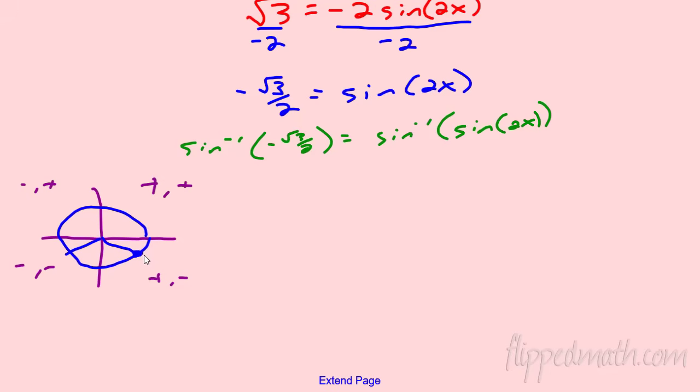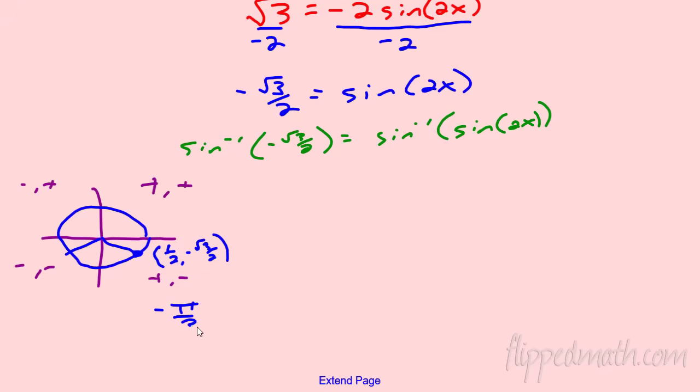So what makes a sine value of negative radical 3 over 2? That is going to be, and we can name this however you want, pi over 3. So do you want to call it negative pi over 3? Or you can call it pi over 3.